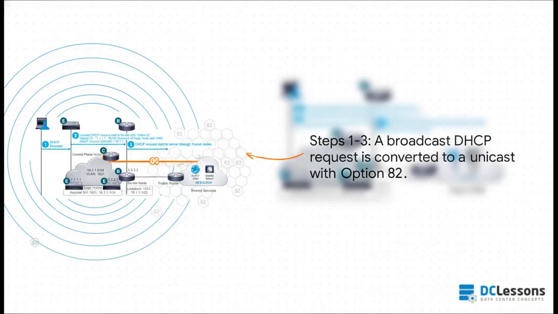Okay, let's watch the request. Our newly authorized endpoint does what it always does. It sends out a broadcast DHCP discover message, basically shouting into the void, "Hello, I need an IP address." The Fabric Edge node hears this shout and immediately intercepts it. It smartly converts that broadcast into a targeted unicast message, injects that critical option 82 info with its own location, and sends it on its way toward the border node.